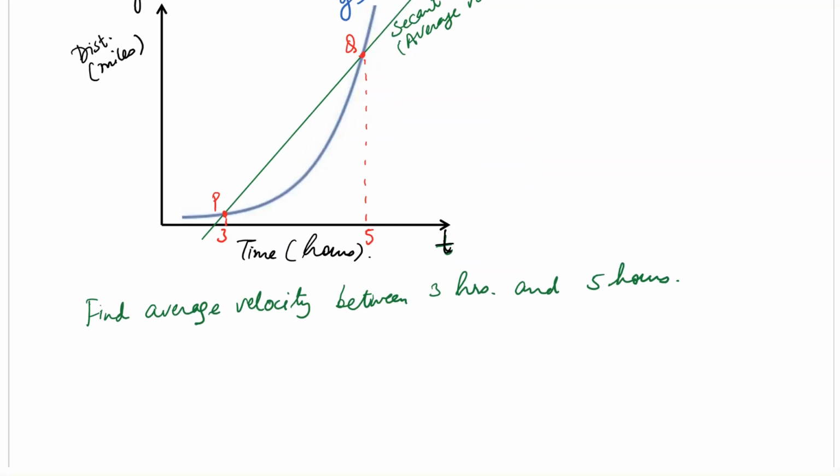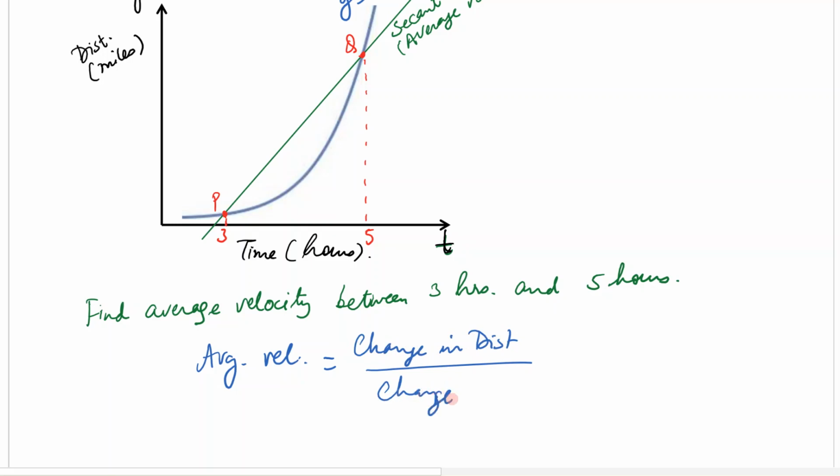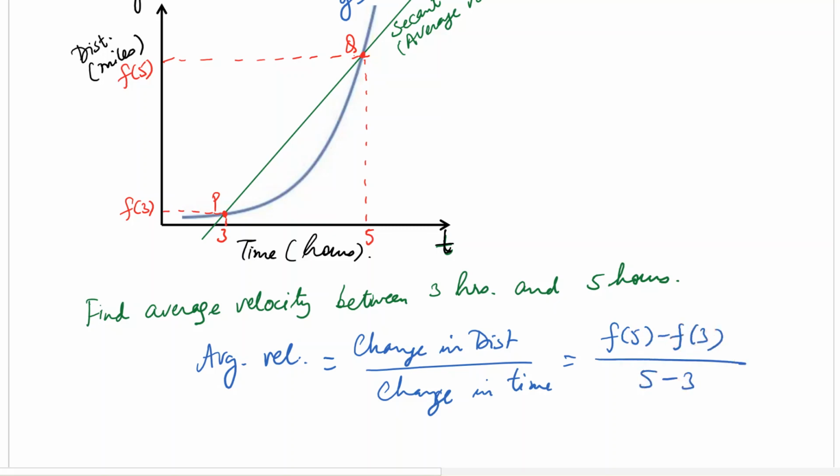So average velocity would be change in distance over change in time. In this case, the distance traveled is f(3) when time is 3, and the distance traveled is f(5) when the time is 5. So we get f(5) minus f(3) over 5 minus 3.